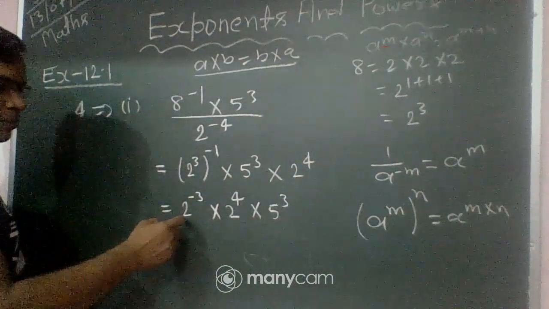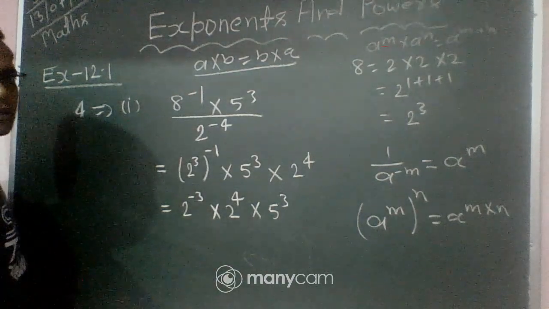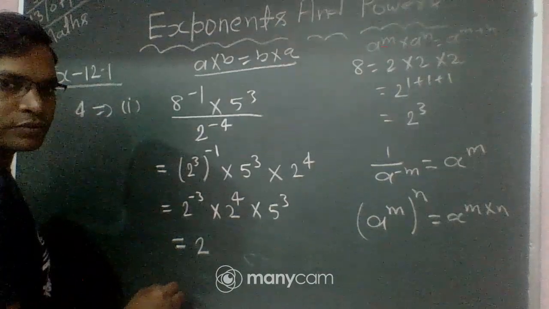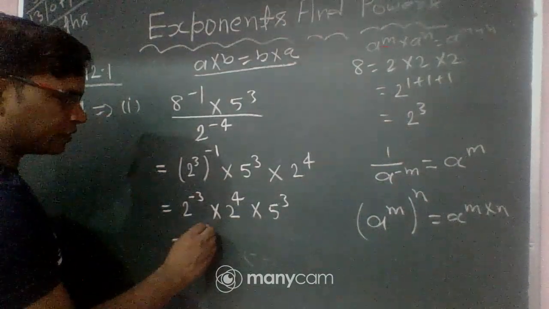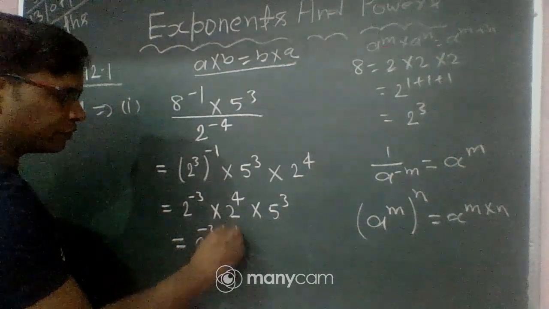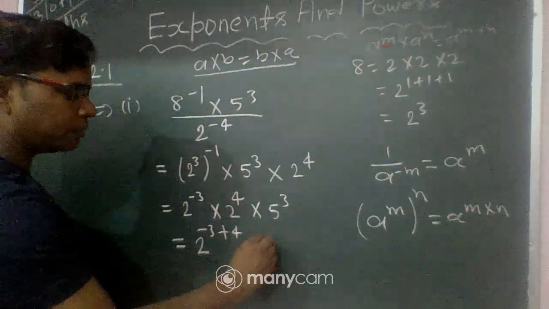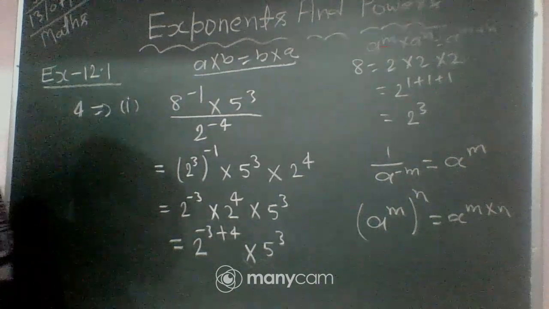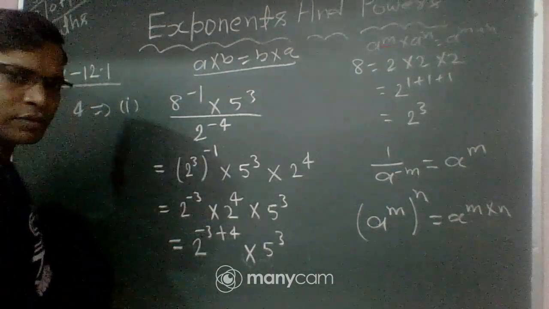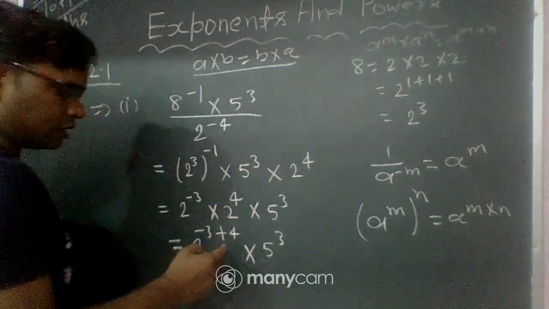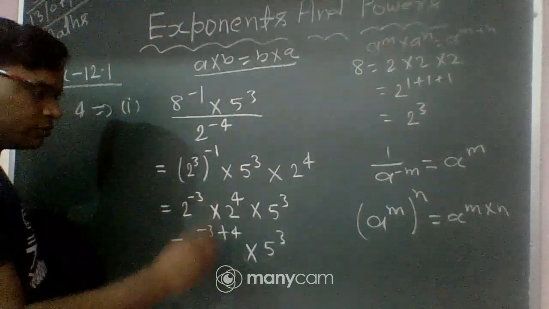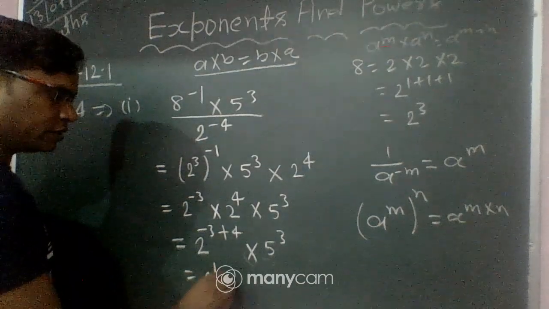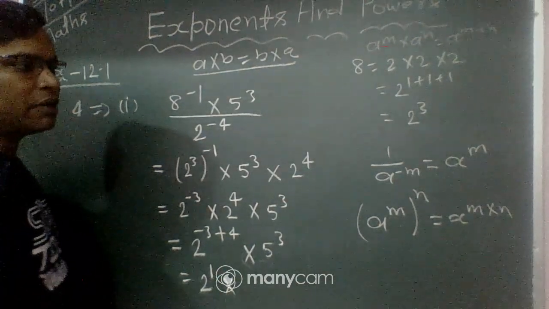Here the bases are the same, so the powers will add. So you can write 2 power minus 3 plus 4 into 5 power 3. Clear? So here minus 3 plus 4 becomes 1. It becomes 2 power 1 into 5 power 3.